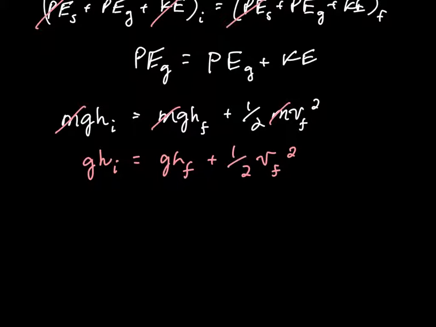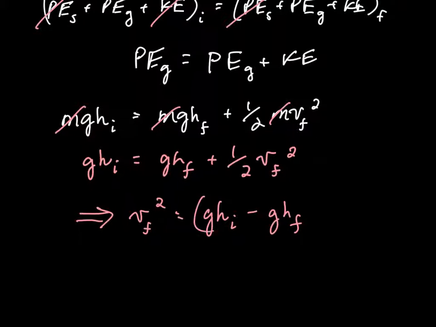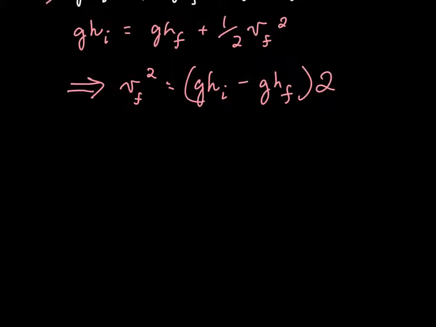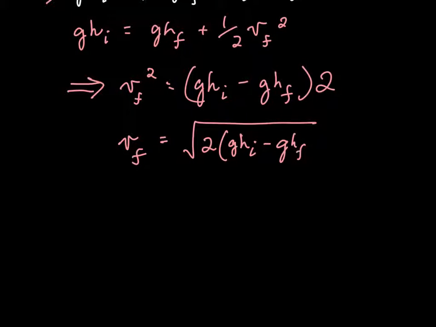So now we can just simplify this equation down and get V by itself. Okay, so we'll have V final squared is equal to GH initial minus GH final, and this is all going to be multiplied by 2. Now I'm not going to do all the plugging and chugging here, but if we simplify this down one step further, we get V final is equal to the square root of 2 times GH initial minus GH final.